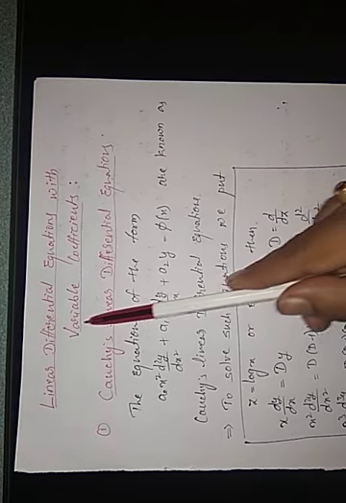Good morning, students. Today I want to discuss examples on linear differential equations with variable coefficients. Till now, we have discussed the examples and how to solve differential equations with constant coefficients. Now, there are two types of linear differential equations with variable coefficients. Today, the first one I will discuss with you is Cauchy's linear differential equation.